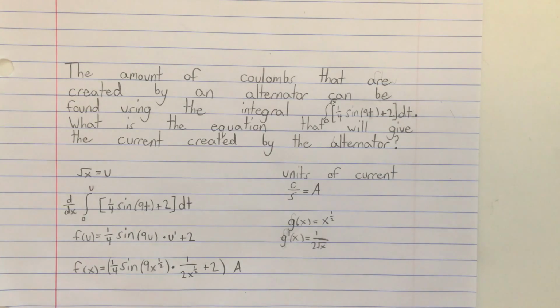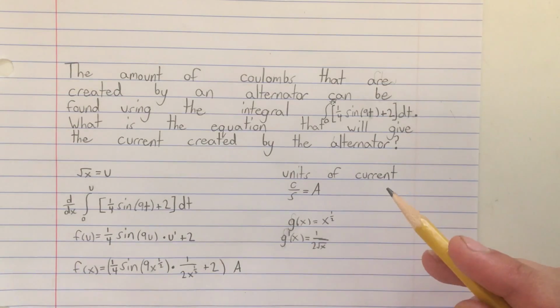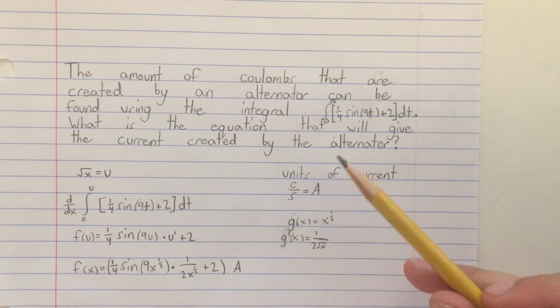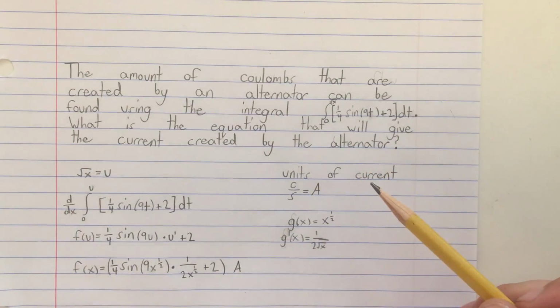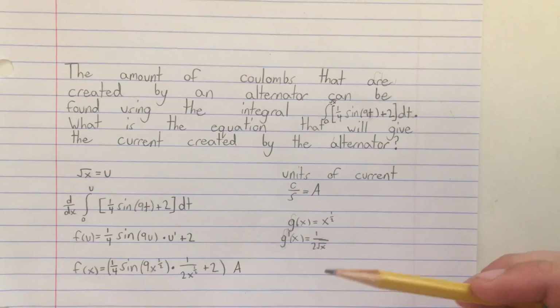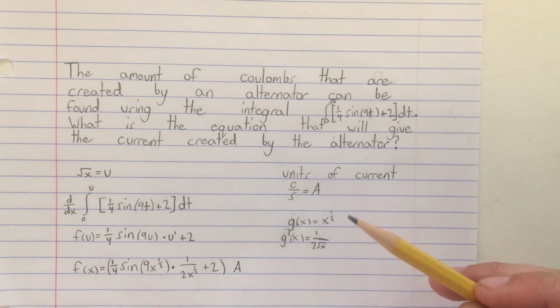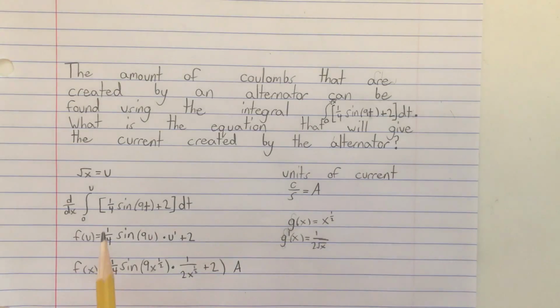And so we want to find the current, right? And we know that the integral is going to give us coulombs. And current is measured in coulombs per second, also known as amperes, A. So what we want to do is pretty much just take the derivative of the integral again. The reason we use u is because we actually have to use chain rule when we have something on the top, like root x.